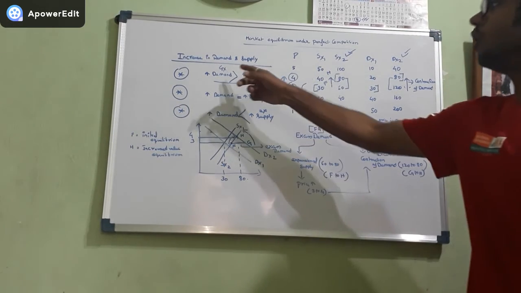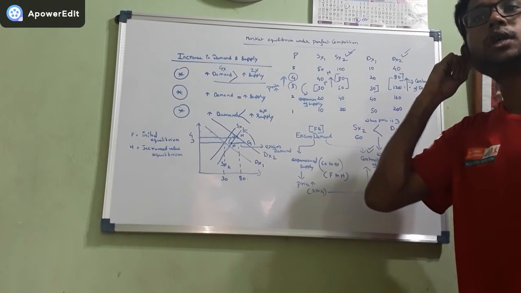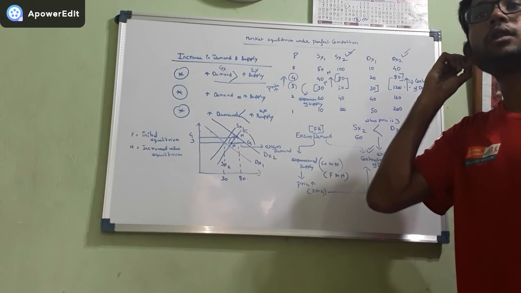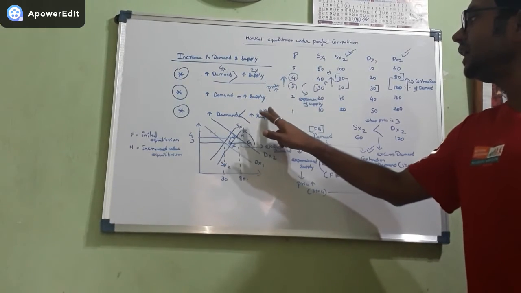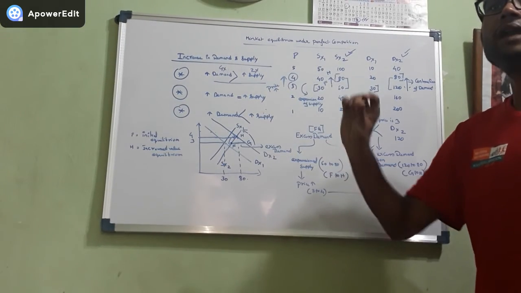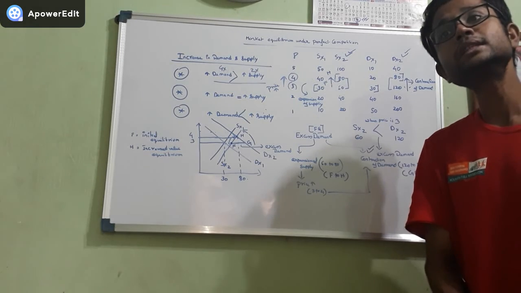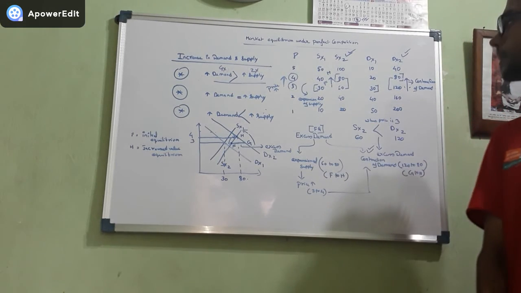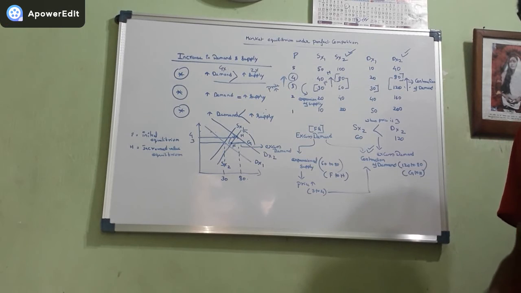Obviously, logically, if demand is increasing by 4 times, excess demand is bound to happen. If supply is increasing by 4 times and demand is increasing by 2 times, obviously there will be an excess supply. It can be shown in the way of a schedule also.